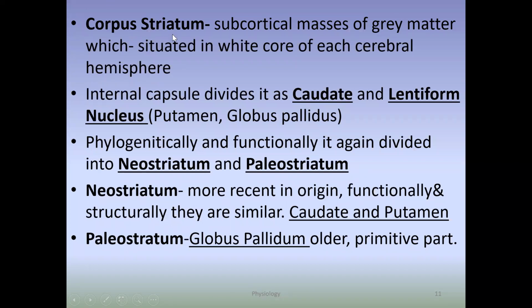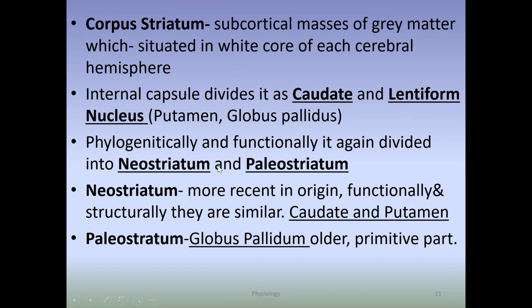The corpus striatum is nothing but the subcortical collection of nuclei of gray matter, situated in each part of the cerebral hemisphere. The internal capsule divides the caudate and lentiform nucleus. Whenever the word lentiform nucleus comes, you should know that it is the putamen and globus pallidus. And whenever the word corpus striatum comes, it combines three: the caudate, putamen, and globus pallidus. So you may have an MCQ on this. Just remember that corpus striatum is the caudate, putamen, and globus pallidus. Lentiform means putamen and globus pallidus.